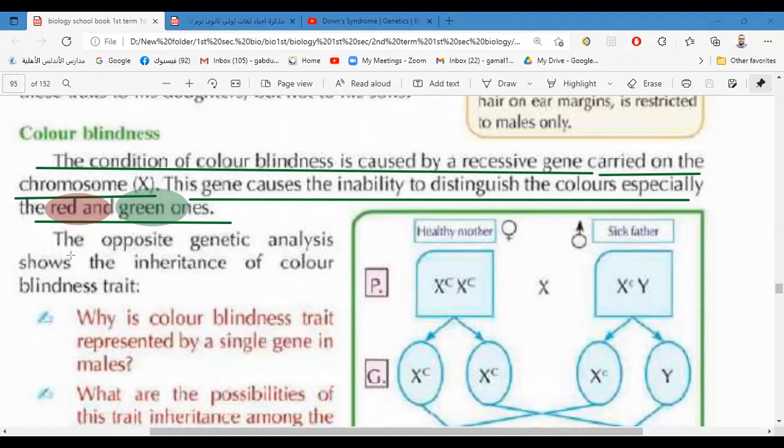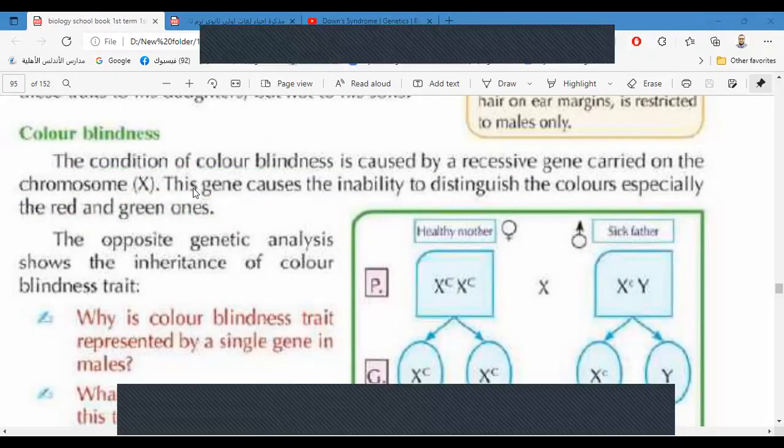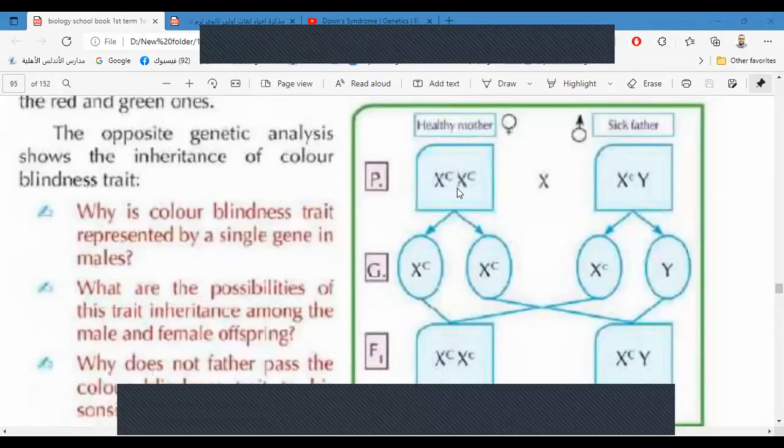The opposite genetic analysis shows the inheritance of color blindness in humans. We can see here a case of color blindness carried on the X chromosome only, not on the Y chromosome. And it is a recessive gene, not a dominant gene.